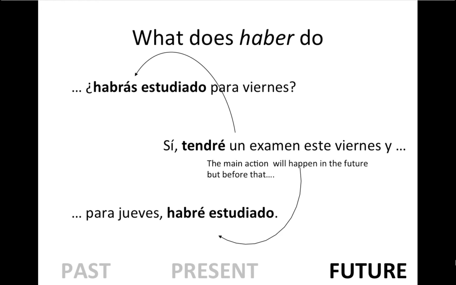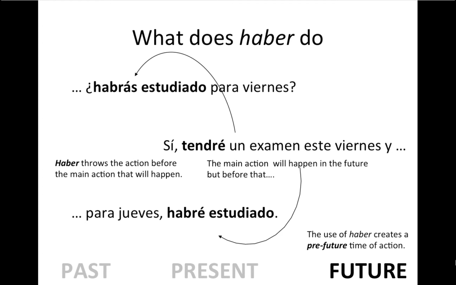I will have studied. Notice that the main tense of the verb, the definite verb action, is right there in the middle. I will have a test. So haber throws this will have studied slightly before it in a timeline for the future. Haber throws the action before the main action that will happen. The use of haber creates a pre-future time of action.